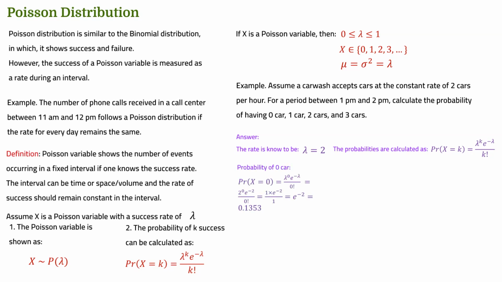Probability of 0 car is when k equal to 0 in the formula, which will be lambda^0 e^(-lambda) divided by 0 factorial. Substituting lambda equal to 2, it will be 2^0 e^(-2) divided by 0 factorial, which is 1. So 1 times e^(-2) divided by 1, which is e^(-2), which is equal to 0.135.